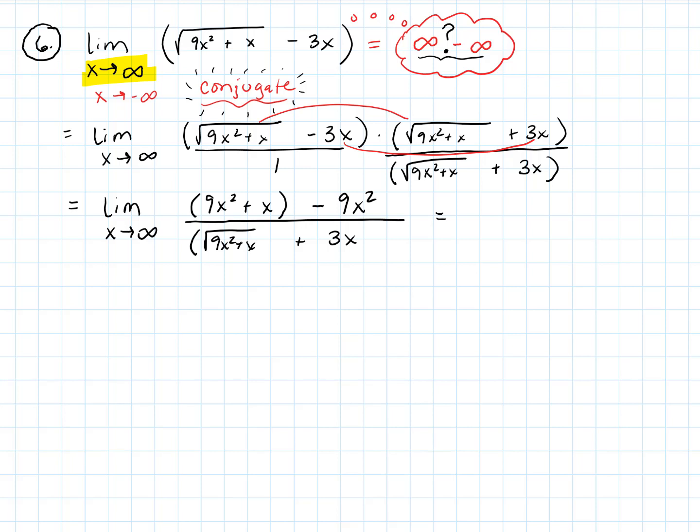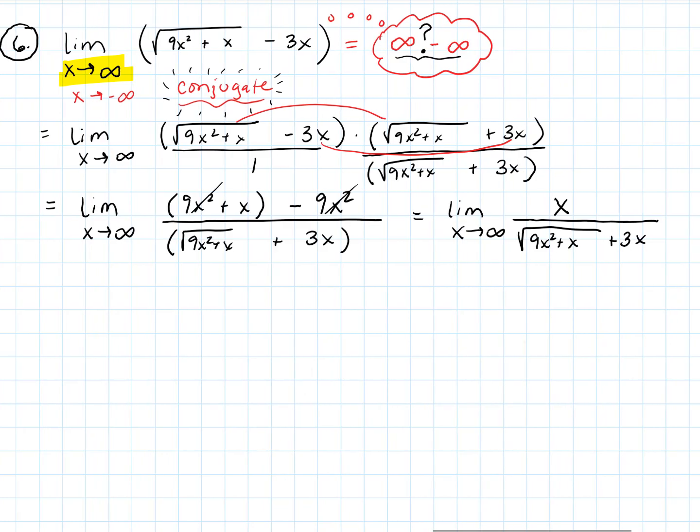Now notice in the top that the 9x squared terms cancel, and I have the limit as x grows without bound of simply x over, and in the bottom, the square root of 9x squared plus x plus 3x.